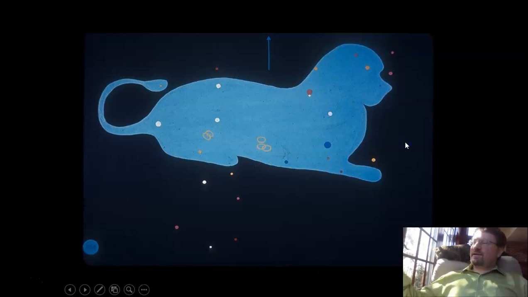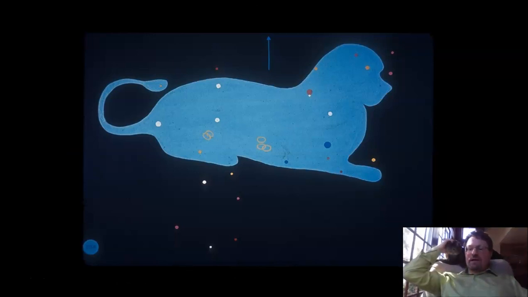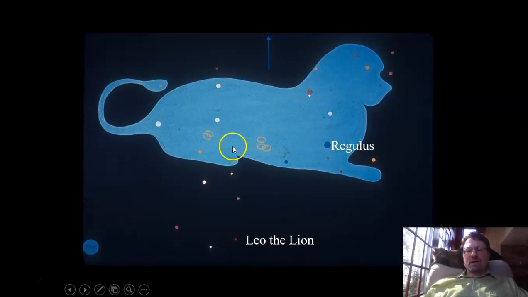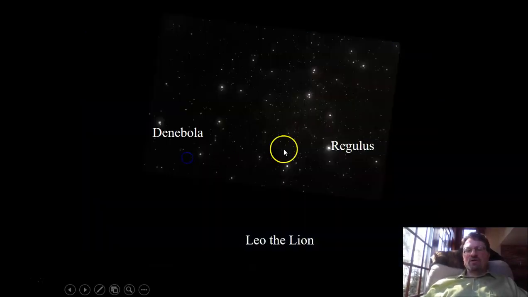Okay, this is Bella's favorite constellation. There it is, Leo the Lion. And do you remember what the name of this star in Leo the Lion is? This star is Regulus. And in the back end of the lion, we have Denebola. So when you're looking for Leo, look for this backward question mark, punctuated by Regulus. And then there's a triangle in the back end with Denebola.